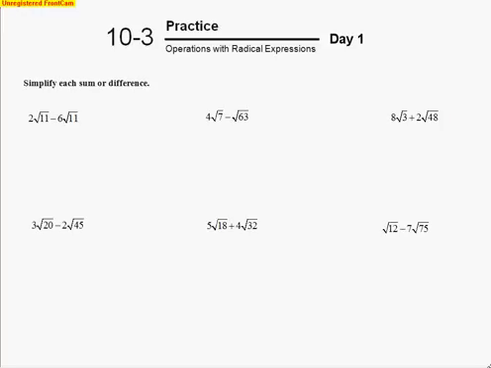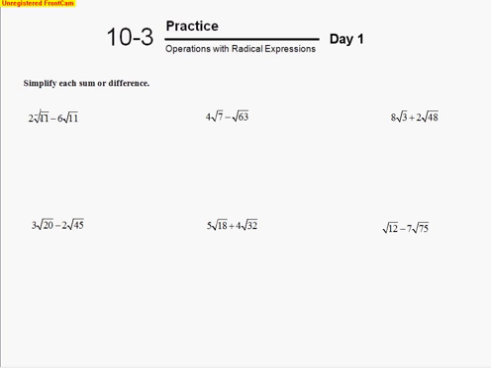Tutorial for Chapter 10, Section 3, titled Operations with Radical Expressions, day number 1. So let's take a look at the first type of problem we'll end up seeing. It says simplify each sum or difference. And so we can do that when the radicands are the same. We can subtract and add radicals together.